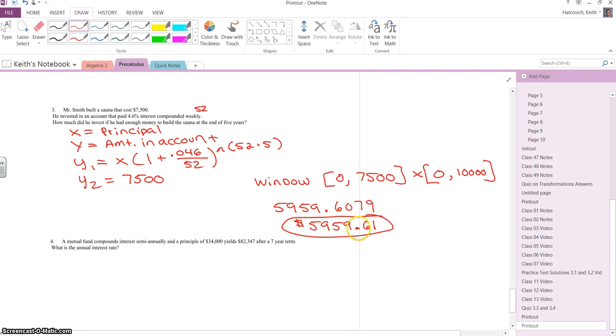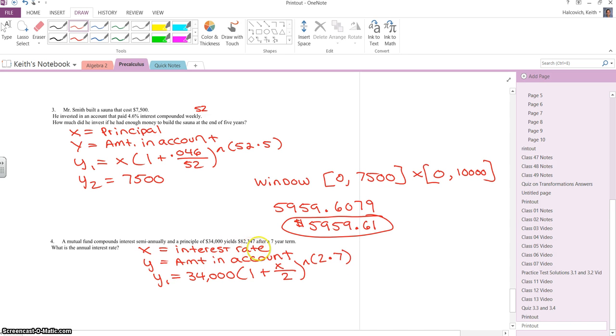The last one, the X here is the interest rate. The Y is the amount in the account. So the Y sub 1, the principal is 34,000. The rate, we don't know. The semi-annually means twice a year. So it's 2, and it's a 7-year term. Our Y sub 2, the amount in the account is 82,347.